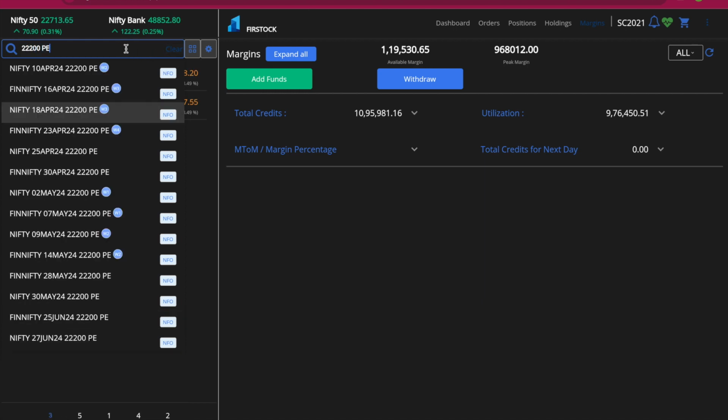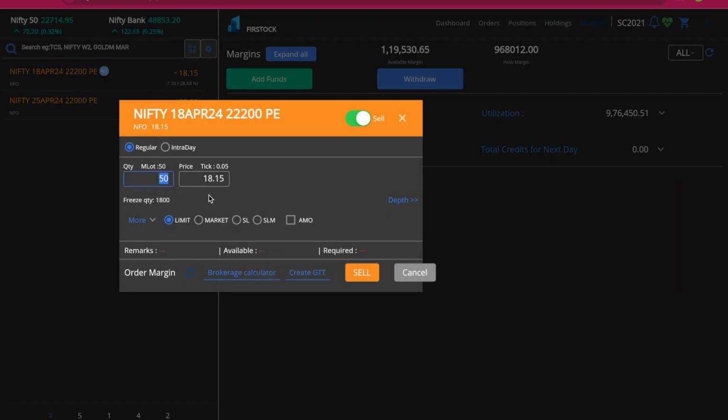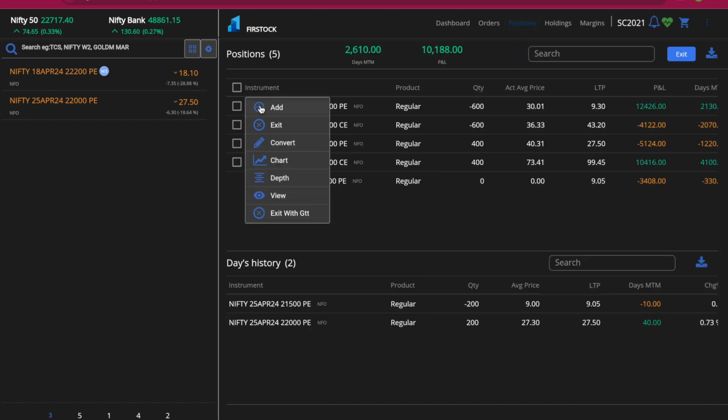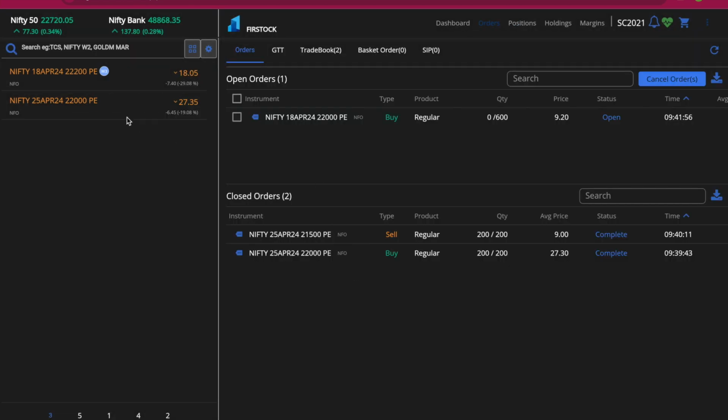Okay, so 22,200 PE. So we have added this, no? Okay, let's clear this up. This PE is of 22,200. What we can do is exit our position from this. We can exit this at 9.2. Let's see if this gets triggered.